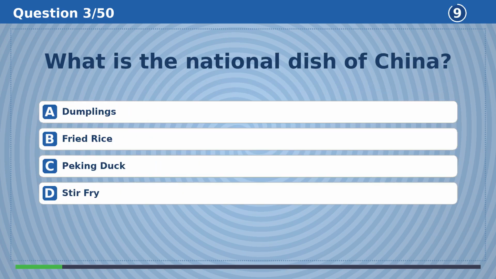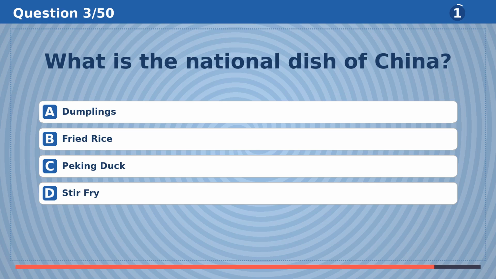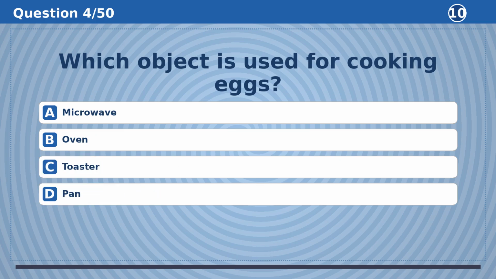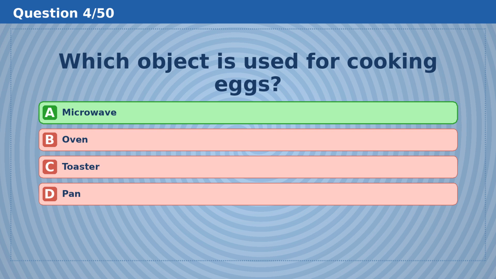What is the national dish of China? The answer is A, dumplings. Which object is used for cooking eggs? The answer is A, microwave.